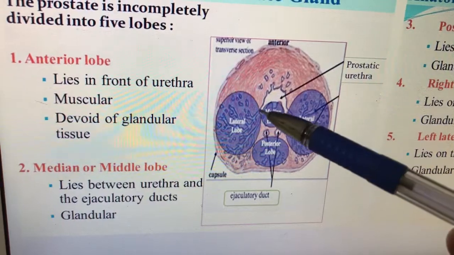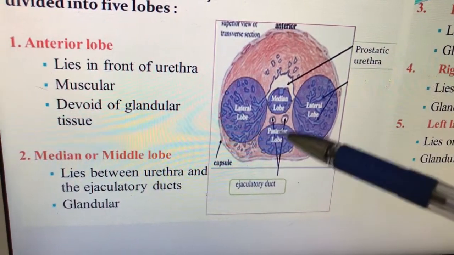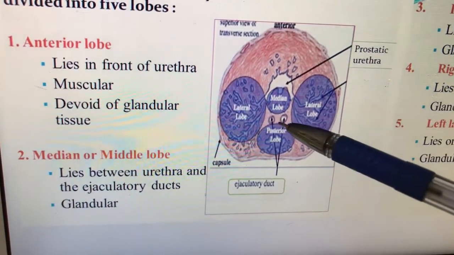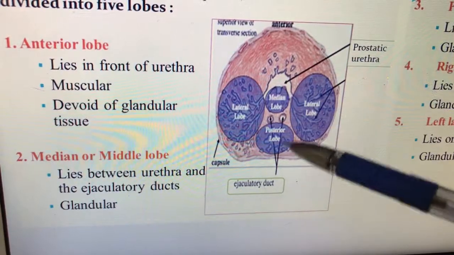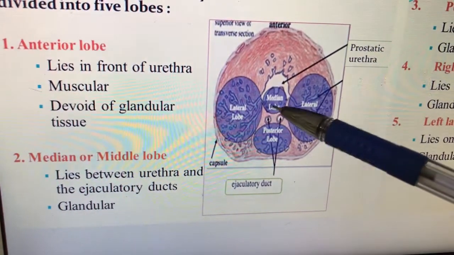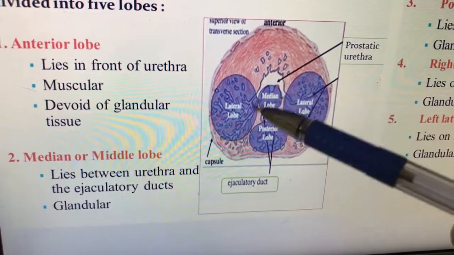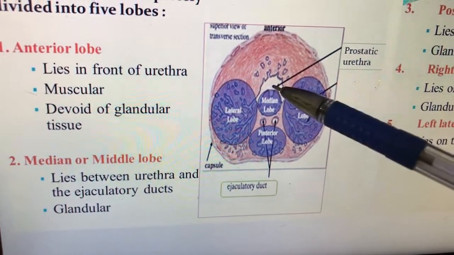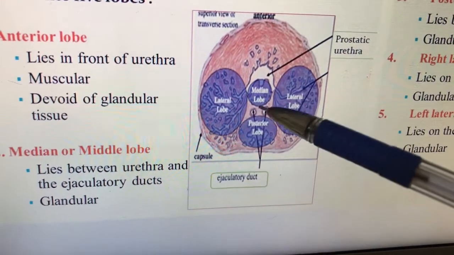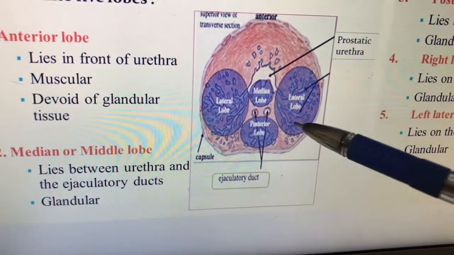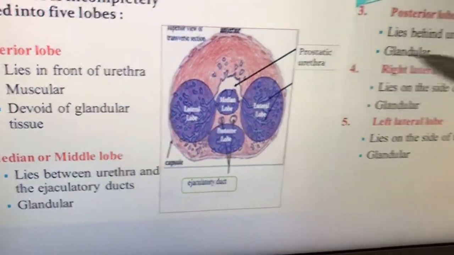Just behind the urethra, near the urethra, you could see the median lobe. Can you see this? Posteriorly only. So in front of the posterior lobe you will have the median lobe. The median lobe is very important clinically, because if it is enlarged, it can compress the prostatic urethra, which will reduce the flow of urine. And on both sides below the ejaculatory ducts you will have the lateral lobes, and behind you have the posterior lobe. All other lobes are rich in glandular tissue.